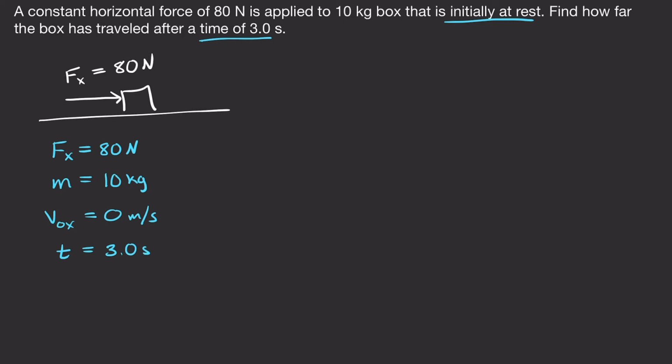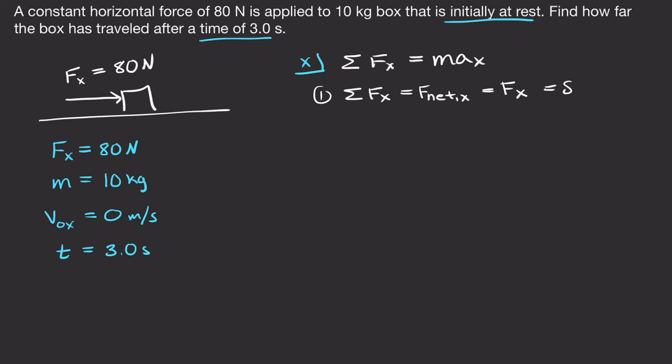The first thing I want to do is use Newton's laws to figure out how much acceleration this force is going to cause. So I'm going to sum up the forces in the x direction and set that equal to mass times acceleration. So in this case, my net force in the x direction, so sometimes you might write this as F net x, is just this horizontal force of 80 newtons. Okay. Then once we know the net force, we can set it equal to ma. So we have 80 newtons equals mass times acceleration.